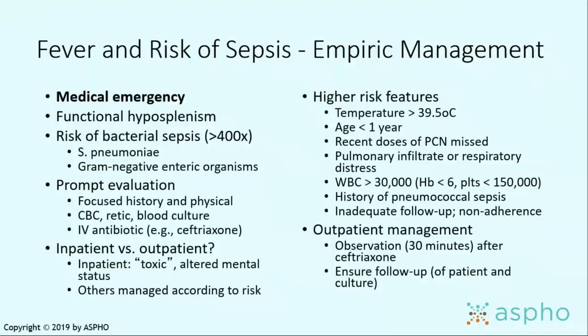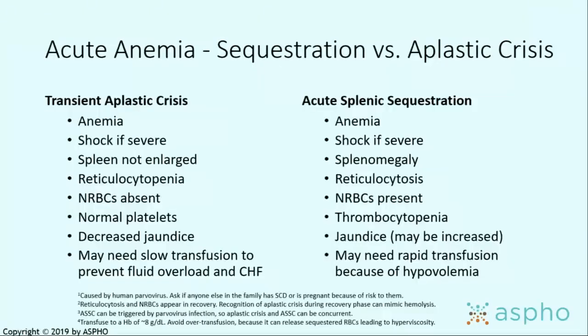My last pneumococcal infection was in a 9-month-old whose family left the penicillin when they went out of town, and she was off penicillin for about a month, and she came in with a pneumococcal infection. Other features: pulmonary infiltrate or respiratory distress, very high white count, history of previous pneumococcal sepsis, or you're not sure the family's going to follow up again, and if they don't have transportation, they can't get back to the clinic for a reevaluation. The blood culture pops back positive after you've already discharged them. There's no way to get them back into clinic.